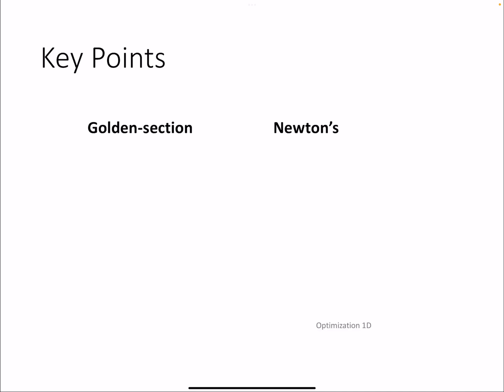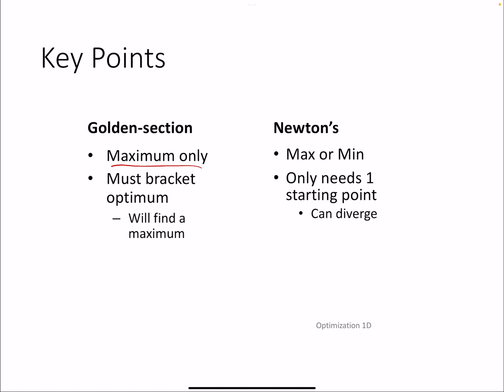So here are the key points of this quick video. With the golden section and Newton's method, we can find a maximum or minimum. The golden section, as I described in this video, was for maximum only. You can adapt the method described here for a minimum as well. Newton's method that we covered before really needs only one starting point. You would like to have the starting point close enough to the actual minimum or maximum, depending on what you're trying to find, because if it's not, then it can diverge.